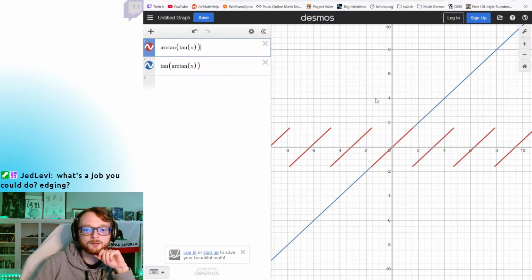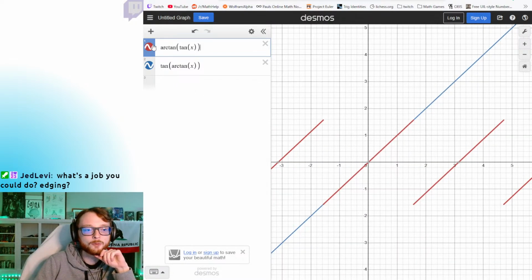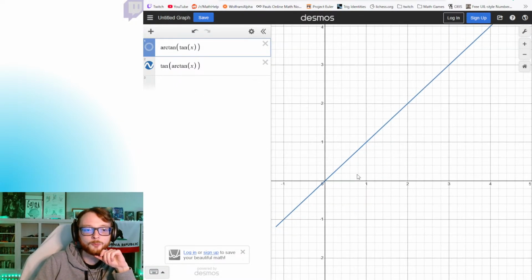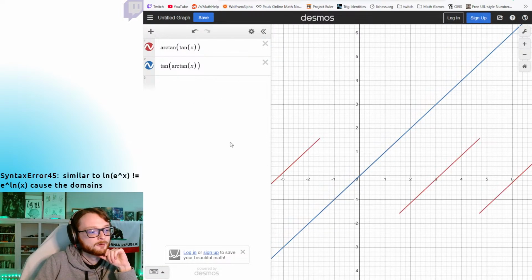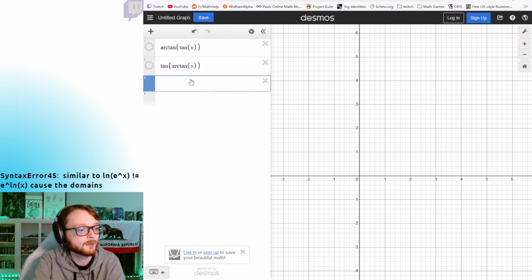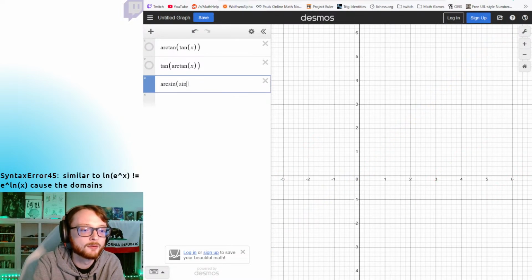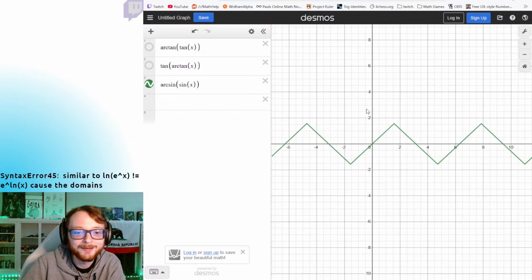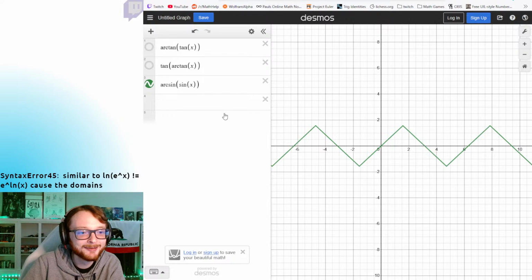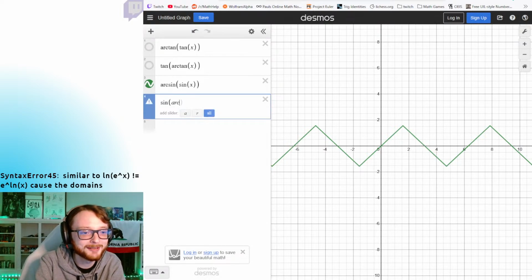Wait, surely this blue line would have holes at pi over 2. Desmos wouldn't show it, but never mind. Same to try it for sine? Okay. Ooh. That's a fun graph. I like that.